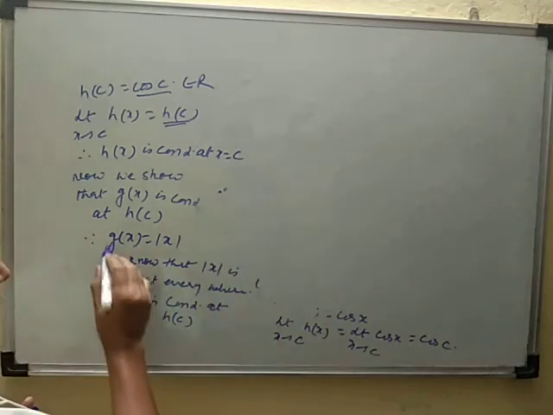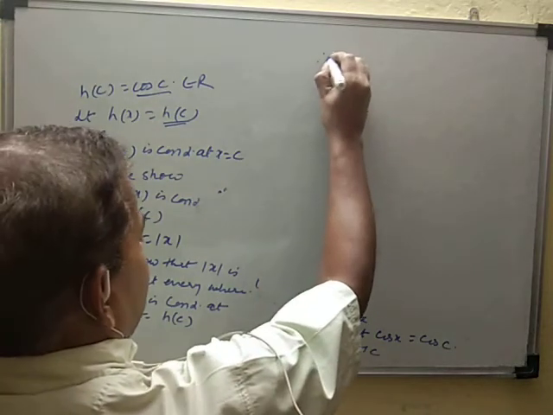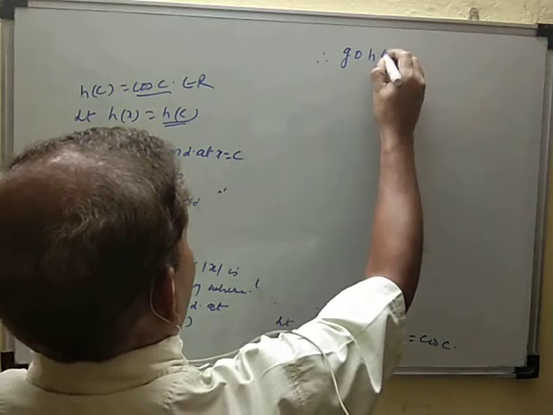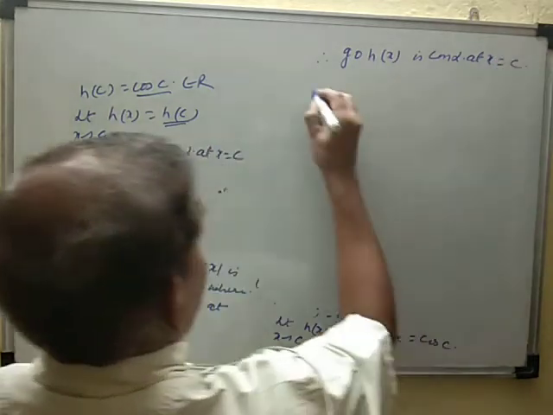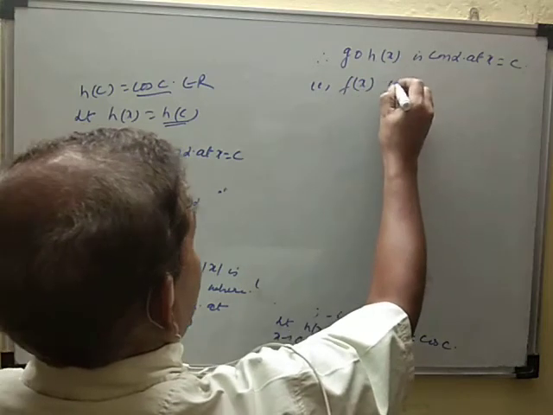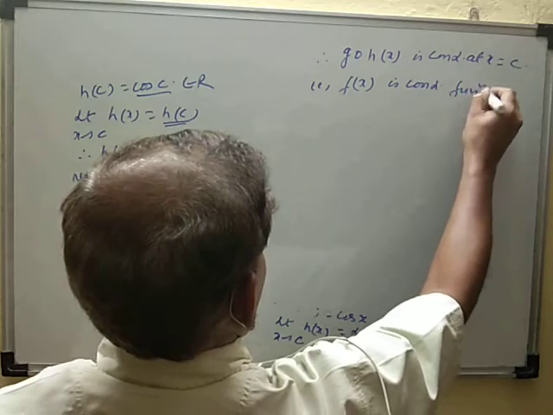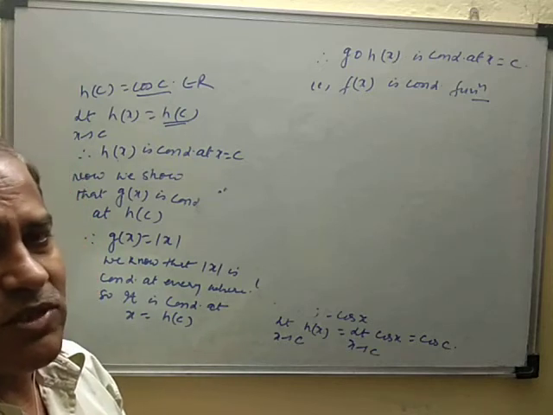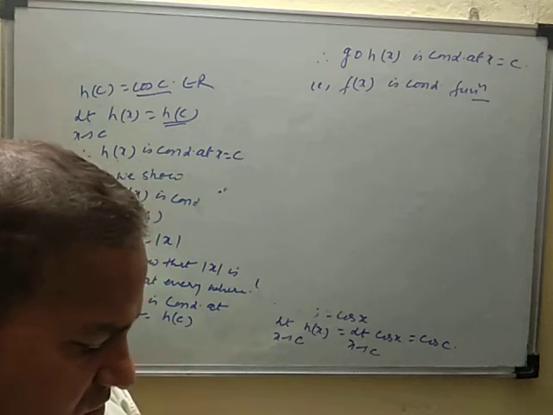g of x is continuous at h of c, and h of x is continuous at x equal to c. Therefore g composition h of x is continuous at x equal to c, that is, this is the value of f of x, that is, f of x is a continuous function. Here the point need not be mentioned because the function is continuous everywhere. So same as example number 33.